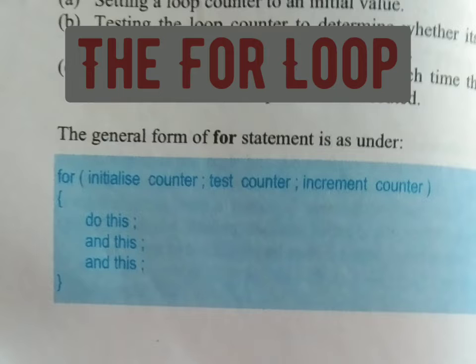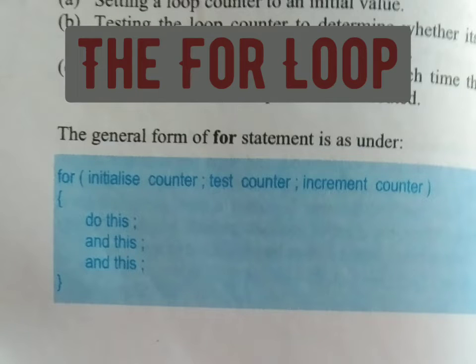In order to write the for loop, first we have to write for, then we have to open the braces. First we have to initialize the counter. Then it should be separated by a semicolon. Then we should test the counter. Then after separating by a semicolon, we have to increment the counter. Then opening the curly braces, we have to write the statements which have to be executed under the for loop.